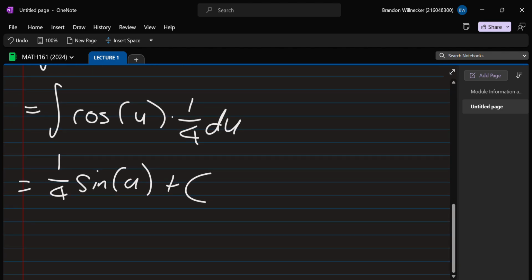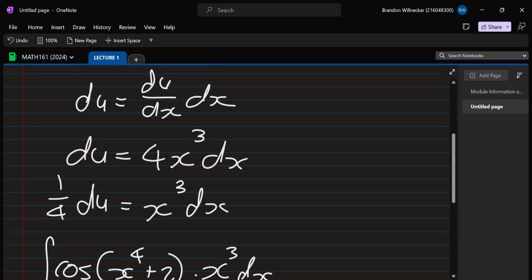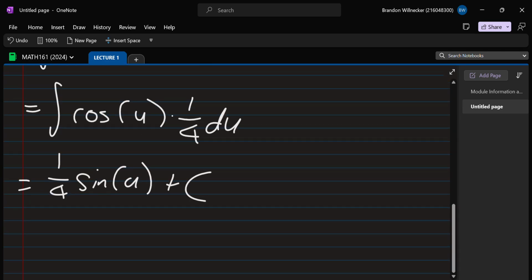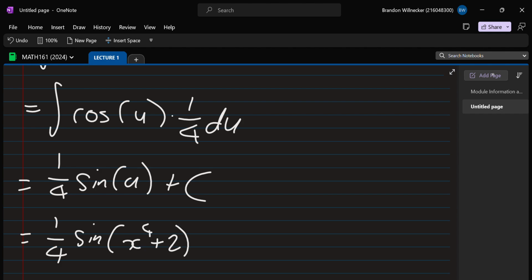Okay, are we done here? No. This is in terms of u. We put the u there. We don't want that. So we're going to replace the u with the x to the 4 plus 2 over here, like we had in the original question, and then we're done. So 1/4. Sorry, that's a 4 there. Sine x to the 4 plus 2 plus c. Okay, now we're done. So the final answer only has those x terms. Everything's fine with that.